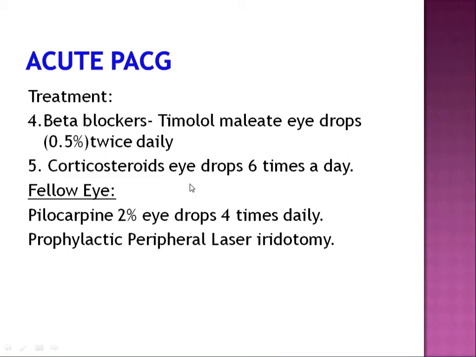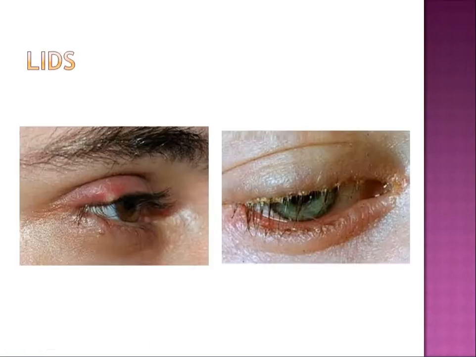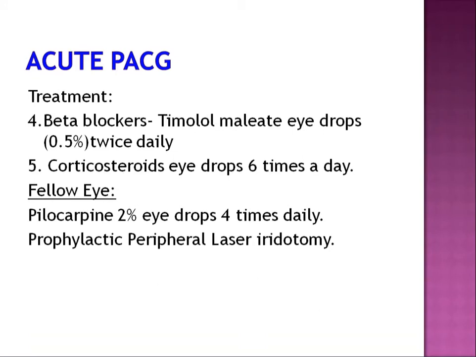Once you have managed an episode of acute attack of primary angle closure glaucoma, the matter doesn't end here. You have to give treatment to the fellow eye as well, because anatomically both eyes are similar. So you can instill pilocarpine drops in the other eye and do a prophylactic laser iridotomy. Once the corneal edema clears in the eye the patient has come with, here also you have to go for laser iridotomy.